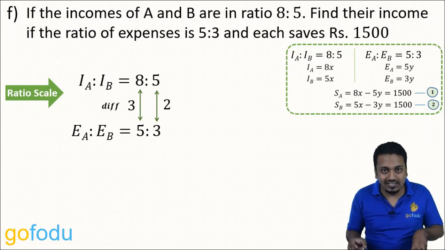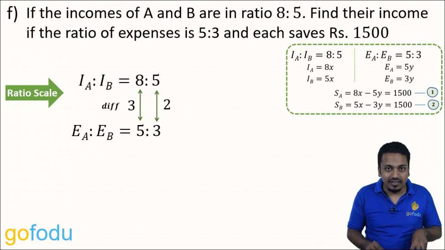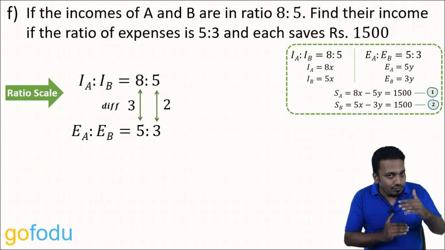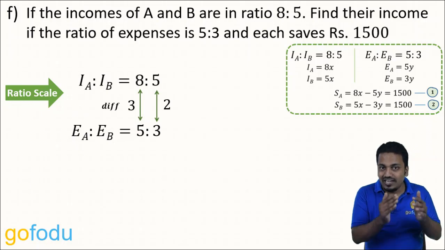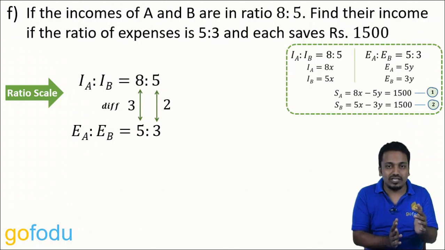We have to change the terms, we have to manipulate these terms in such a way that income minus expense comes the same for both A and B. Okay, we have to change the terms in the ratio in such a way that income minus expense comes out to be same for both A and B.